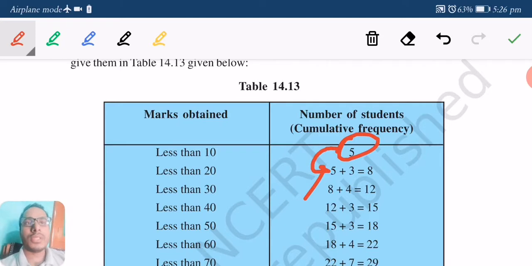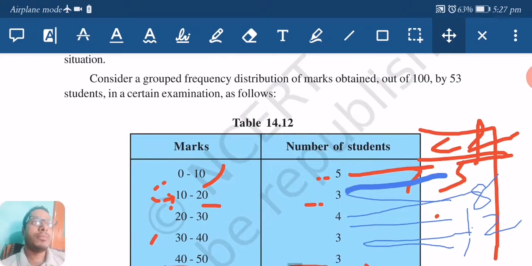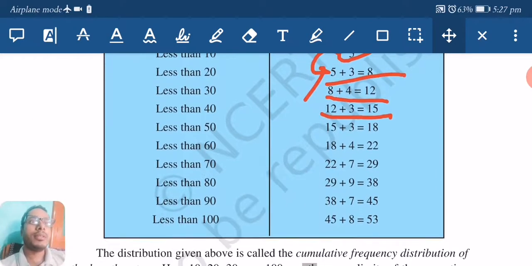I want you all to look into the book so that you can understand this better. The previous table, that is table number 14.12. Open that table, look at it carefully and try to relate it here. 5 plus the next frequency, which was 3, so 5 plus 3 is 8 as the cumulative frequency. 8 plus 4, the next was 4, is 12. 12 plus 3 is 15. This is the way we are finding it: 5, 8, 12, and 12 plus 3 is 15. Same way they have got it here.